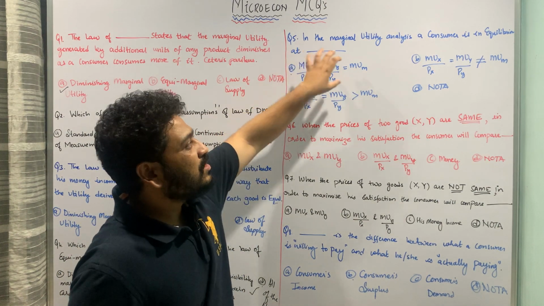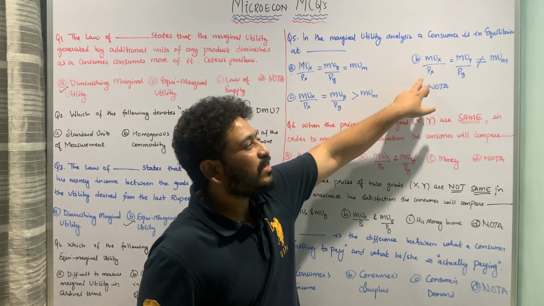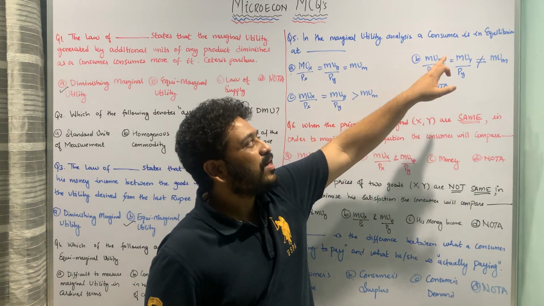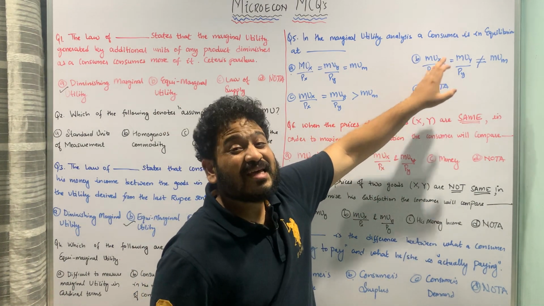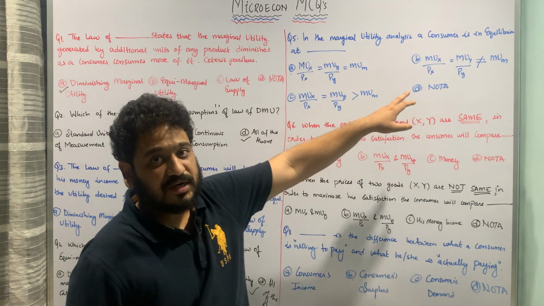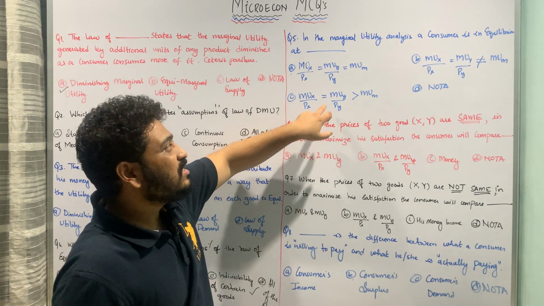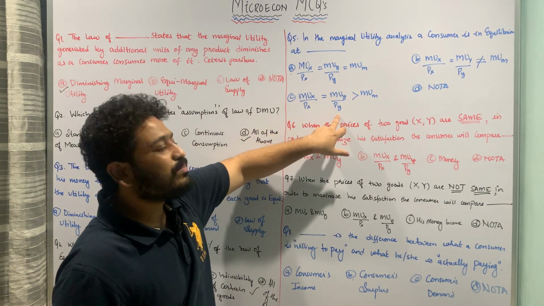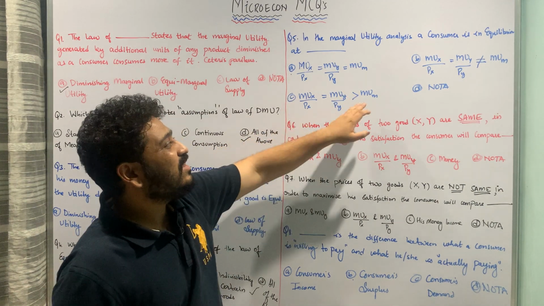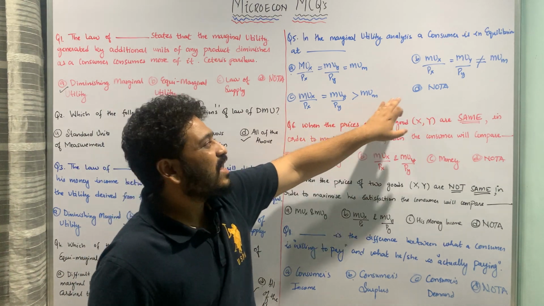This is the first option. The second option is marginal utility of x to price of x is equal to marginal utility of y to price of y is not equal to marginal utility of money. The third condition is marginal utility of x to price of x is equal to marginal utility of y to price of y is greater than marginal utility of money, and none of the above.